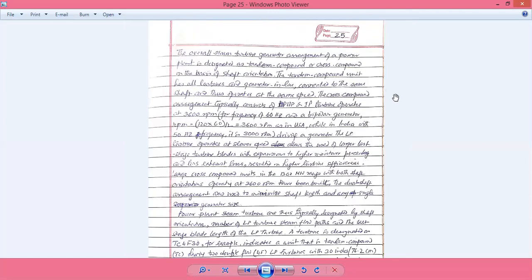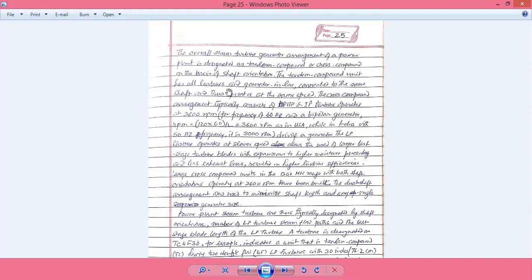The overall steam turbine generator arrangement of a power plant is designated as tandem compound or cross compound on the basis of shaft orientation. The tandem compound unit has all turbines in line, connected on the same shaft, and thus operating at the same speed.